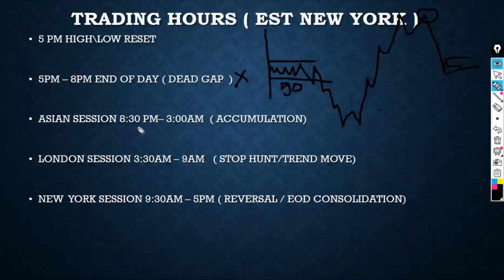So the Asian session will start at 5 p.m. to 3 a.m. Then from 3:30 to 9 a.m. we have the London session. From 9:30 to 5 p.m., which is the beginning of the Asian session, we have our New York session into the end of the day consolidation.